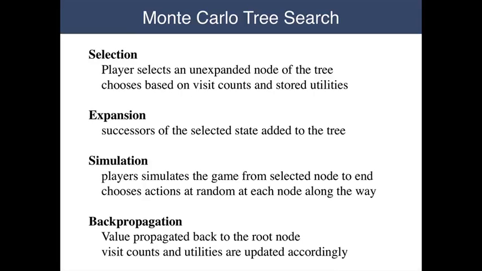During expansion, the successors of the state chosen during the selection phase are added to the tree. The player then simulates the game, starting at the node chosen during the selection phase. In so doing, it chooses actions at random until a terminal state is encountered, as with MCS. And finally, the value of the terminal state is propagated back along the path to the root node, and the visit counts and utilities are updated accordingly.